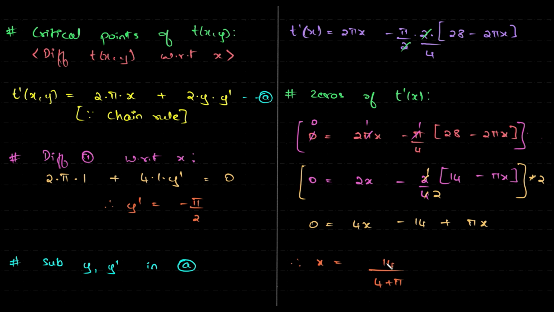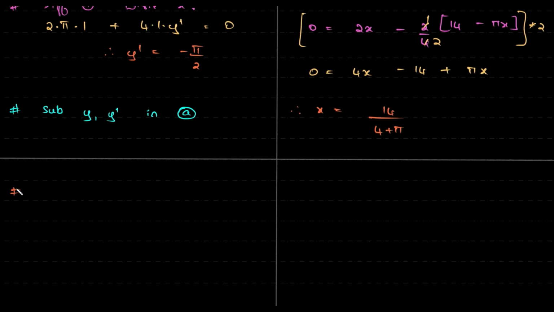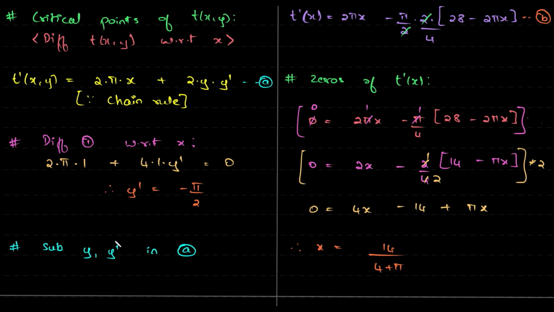Now, is this the point of minimum? Because we're looking at a point of minimum. So we need to differentiate. We'll call this as p, differentiate p with respect to x. Or differentiating t prime of x with respect to x. So we end up with t double prime of x to be equal to, simpler form is over here itself.